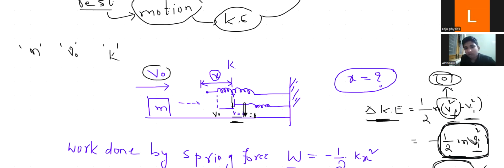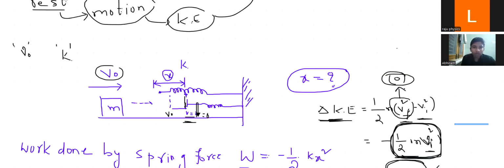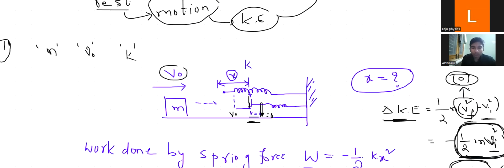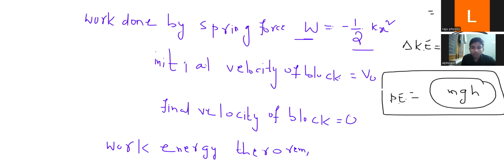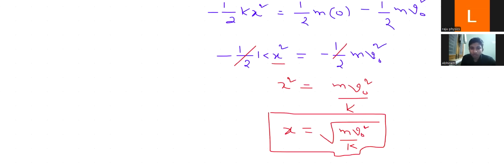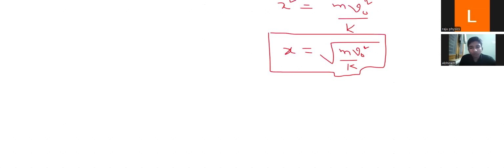Then what are we calculating in this problem, Abhi? We are calculating x, the distance, that is, how much the spring is compressed. So this is the application type of problem, Abhi. What is the x value we are getting? Under root m v naught square by k. Okay, very good, Abhi.